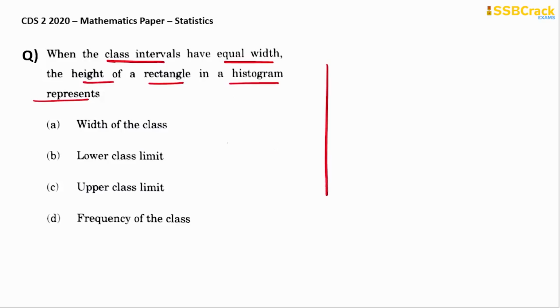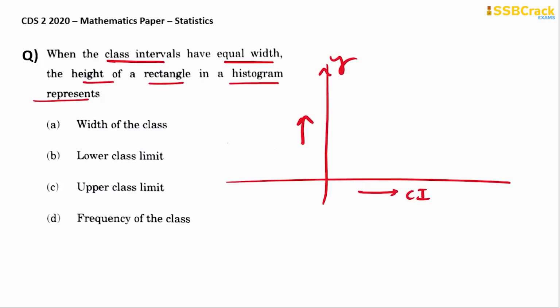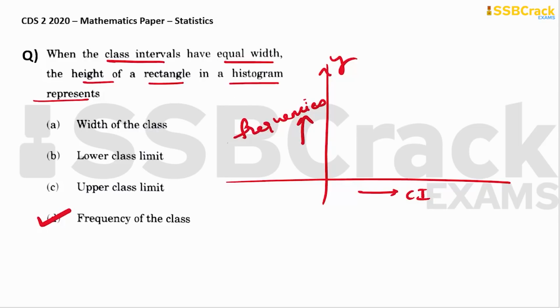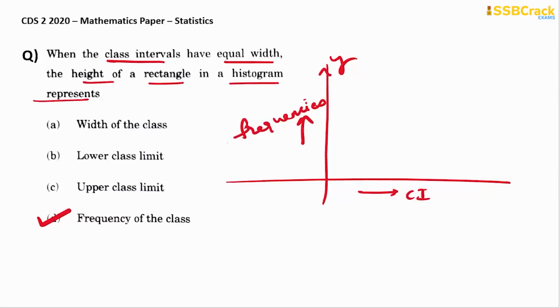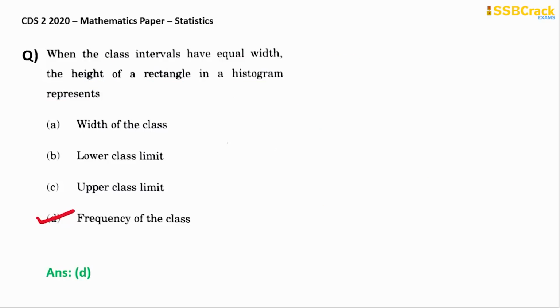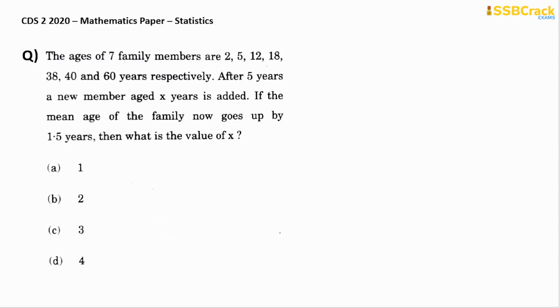You know very well about this histogram, that here we plot the class intervals, right? And here on the y-axis, we plot the frequencies, right? So it's a very common and obvious answer, that option D has to be the right choice. Okay, I hope all of you, the serious aspirants, have answered this question correctly. All right, so option D is the right choice for this question, isn't it? Next question was on finding the value of x, which is related to the concepts of the mean.